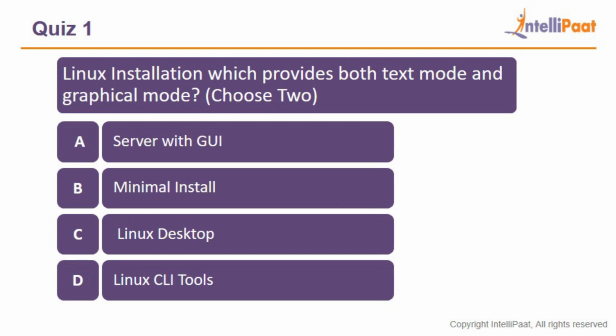Before I proceed to the next concept, there is a question for you. Which Linux installation provides both text mode and graphical mode? Below are the four options. Option A, server with GUI. Option B, minimal install. Option C, Linux desktop. And option D, Linux CLI tools. Do comment your answer in the comment section below to test your knowledge. Let's proceed to the next concept.